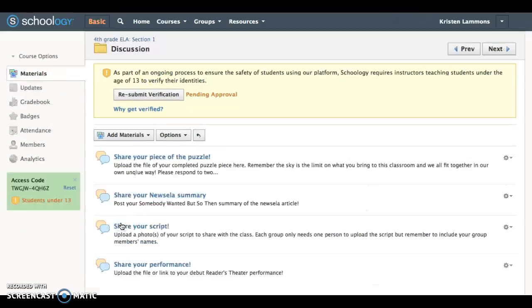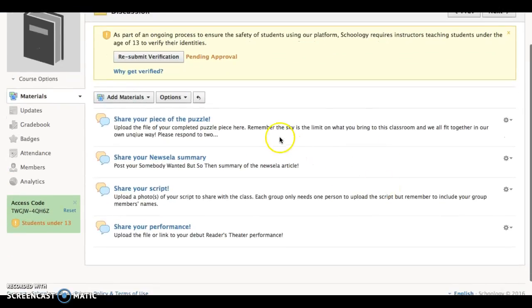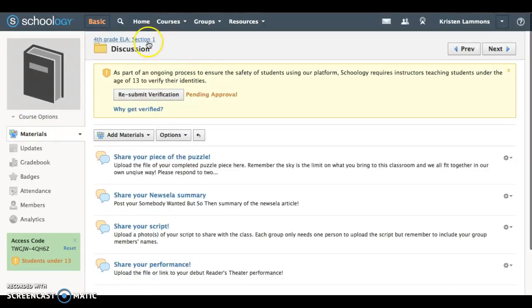And then this is the discussion board where they're going to post their puzzle piece, the News ELA summary when they were practicing Somebody Wanted But So Then. Then they're sharing their script so that all students can access them, because their assessment is, well, we'll get to that, but their assessment piece, they need that. And then just for fun and for practice performing and their fluency while reading their own work, they're going to type in or video and post their performance for us on our website, on our class webpage.